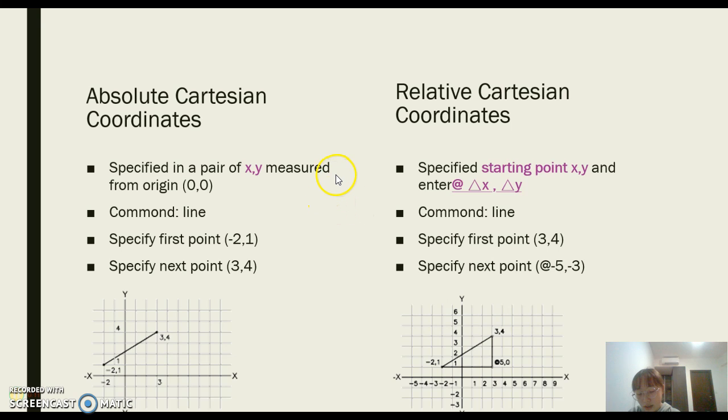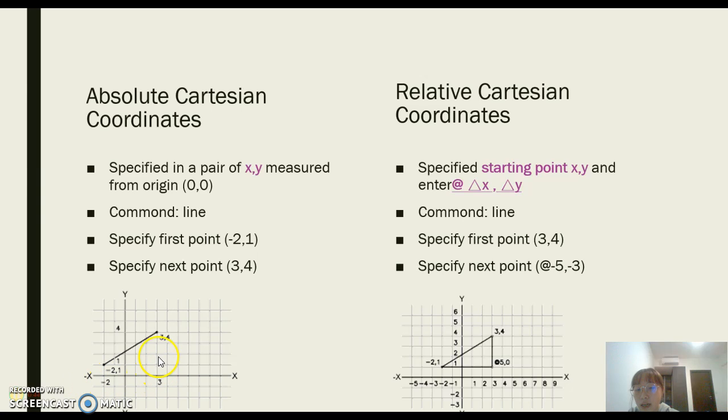Okay, we use Cartesian coordinates to specify a point by entering x and y values separated by a comma, and there are two ways to draw it. The first method we use is the absolute Cartesian coordinates. Remember, we only use this method if we know the precise x and y value of the point. By doing so, we can follow the simple steps by using the line command and specifying our points.